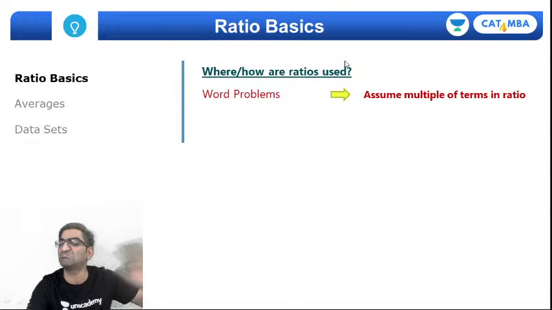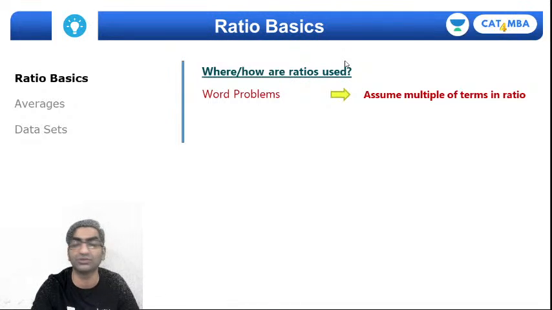So let's say people and their ages are given in ratios. All you need to do is assume, if the ratio is 2:3, 2x and 3x as the variables, and make equations and solve.